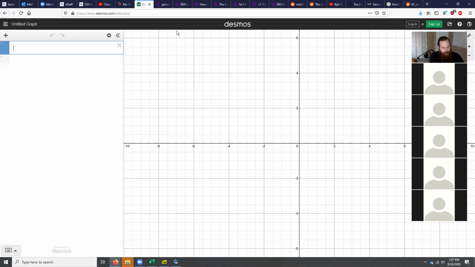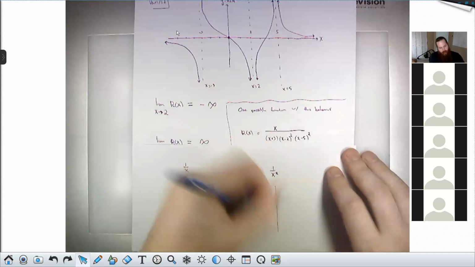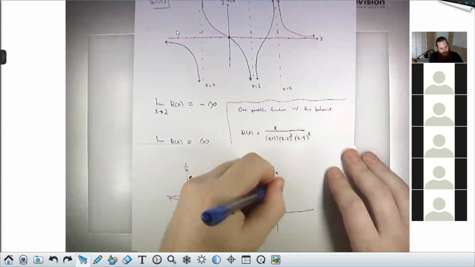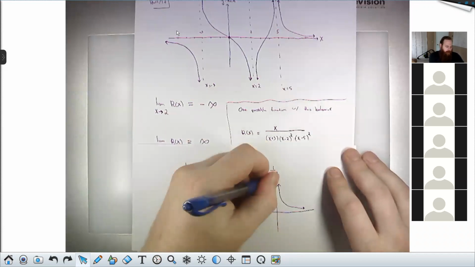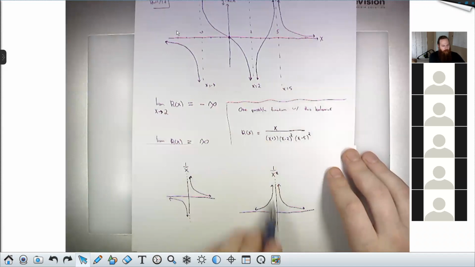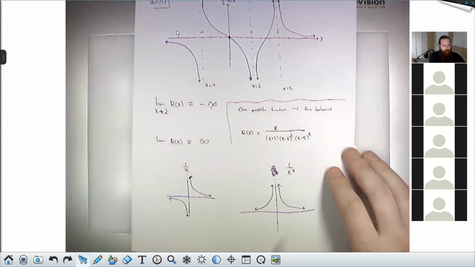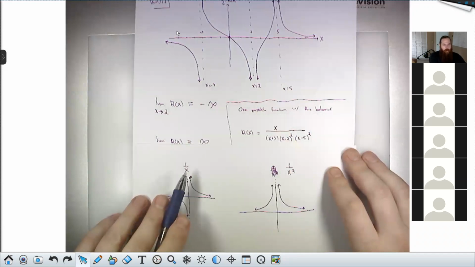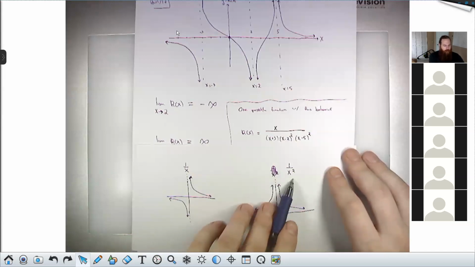1 over x squared, on the other hand, goes up on both sides. So this thing where you're the same sign on both sides of the vertical asymptote, either up on both or down on both, that's coming from the fact that the factor of the denominator giving you that feature is an even multiplicity factor. 1 over x cubed, 1 over x to the 5, they all kind of look like this. 1 over x squared, 1 over x to the 4, 1 over x to the 6, they all kind of look like this.